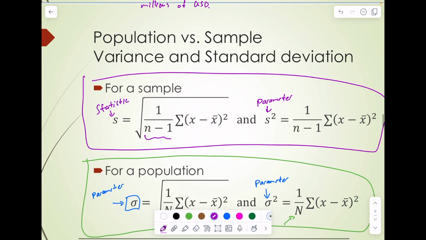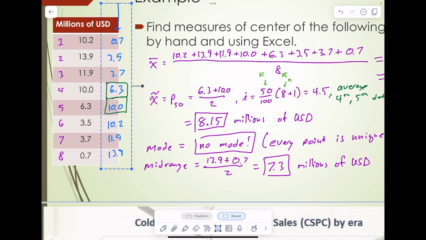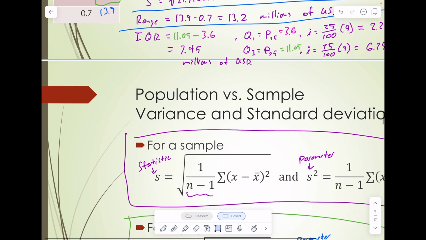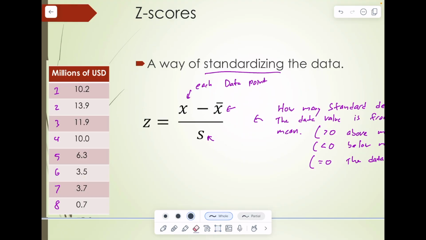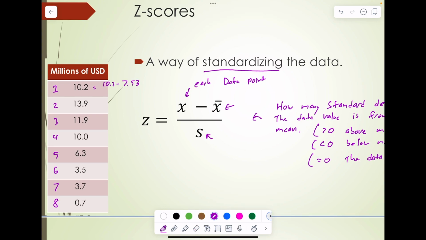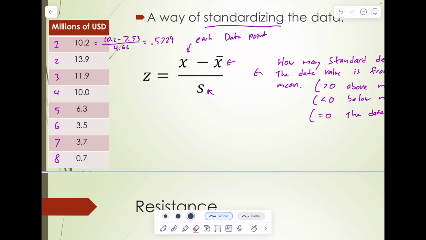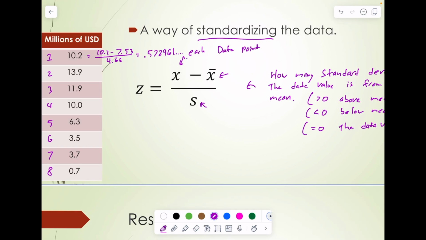Okay, let's go back to our Coldplay album sales example. The z-score associated with this first data value is going to be 10.2 minus 7.53, which is what we're using for the mean, and we'll divide by s, which was 4.66. I'm just going to use these rounded values for now. And so that gives me 5.72961. And where do we round it? Well, we'll just round it to 3 decimal places.